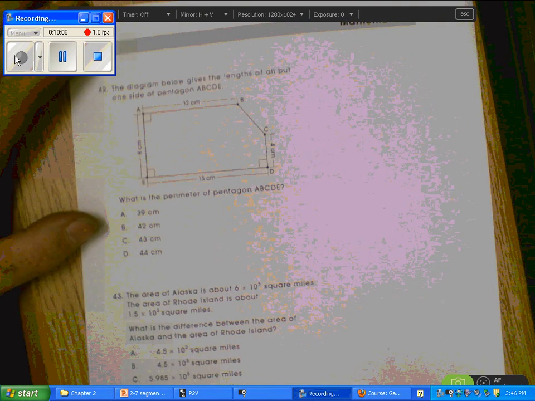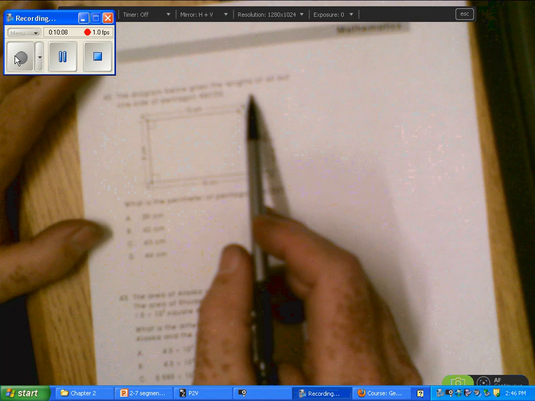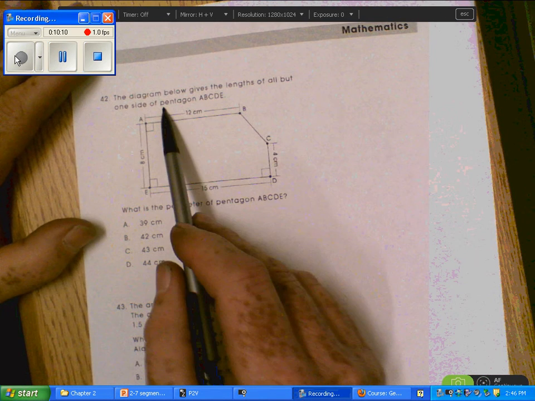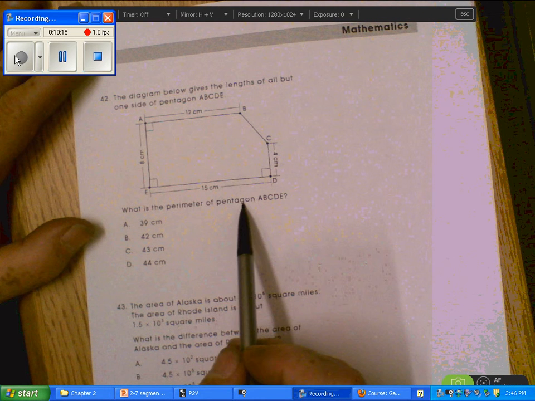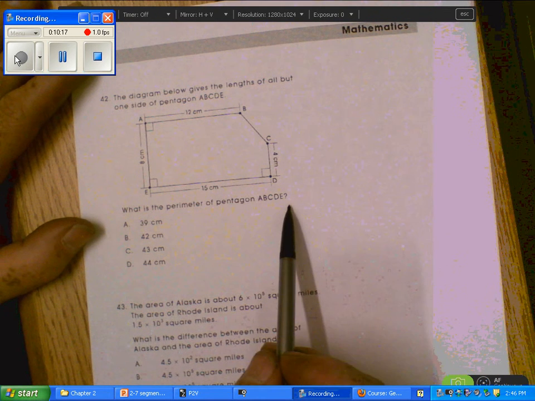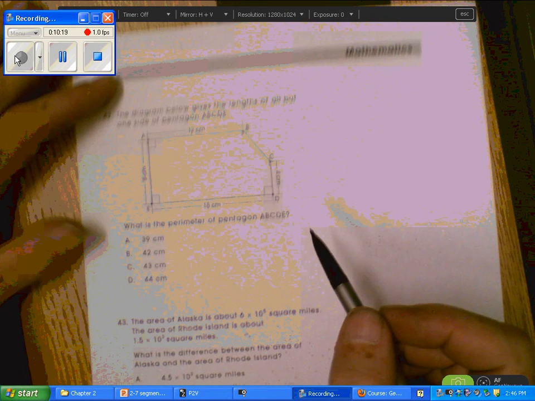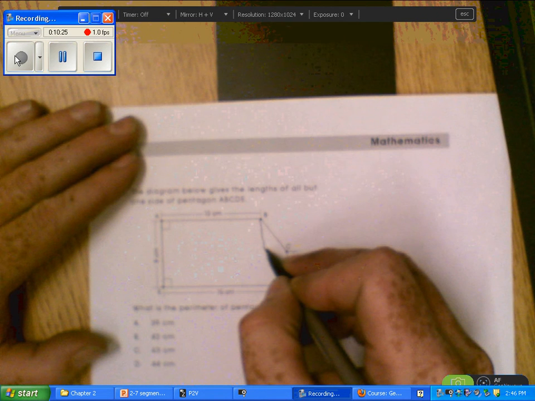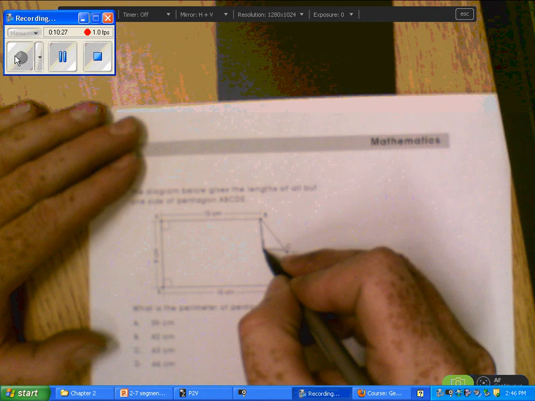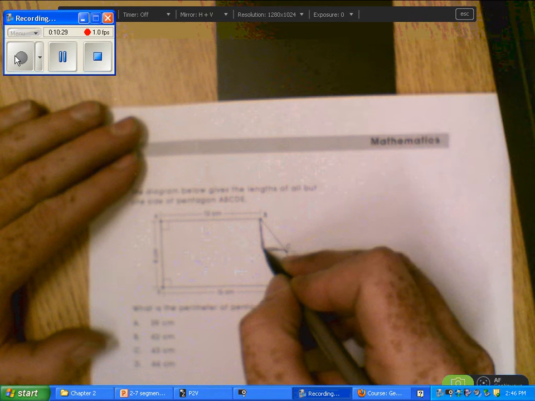The diagram below gives the lengths of all but one of the sides of a pentagon. Remember, a pentagon has 5 sides. What is the perimeter of pentagon ABCDE? Alright, what we're going to have to do on this one is we can draw this in right here, or you could draw it the other way.